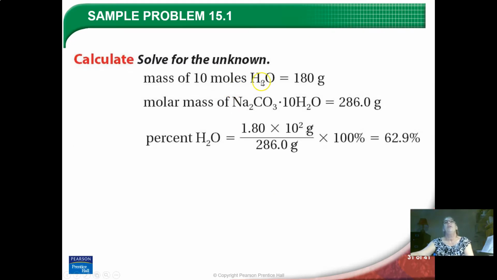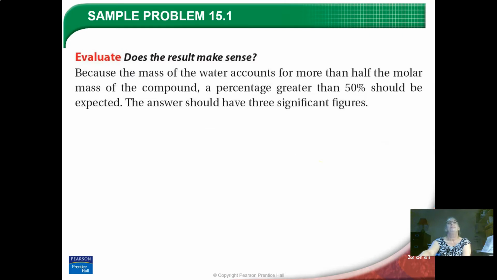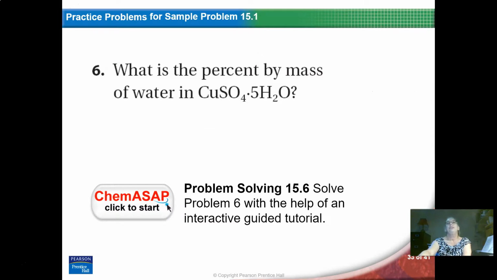So the mass of 10 waters, 18 for each one, but there's 10, so that's 180 grams. The molar mass of this big old guy is 286, so we're going to take the 180 grams divided by 286 for the total, times 100 gives us 62% of this molecule is water weight. That's percent water. So sometimes you do that in the lab. You could try this one yourself, and then you can go online and figure out and ask what the percent by mass of water is, and see if you get the answer right.